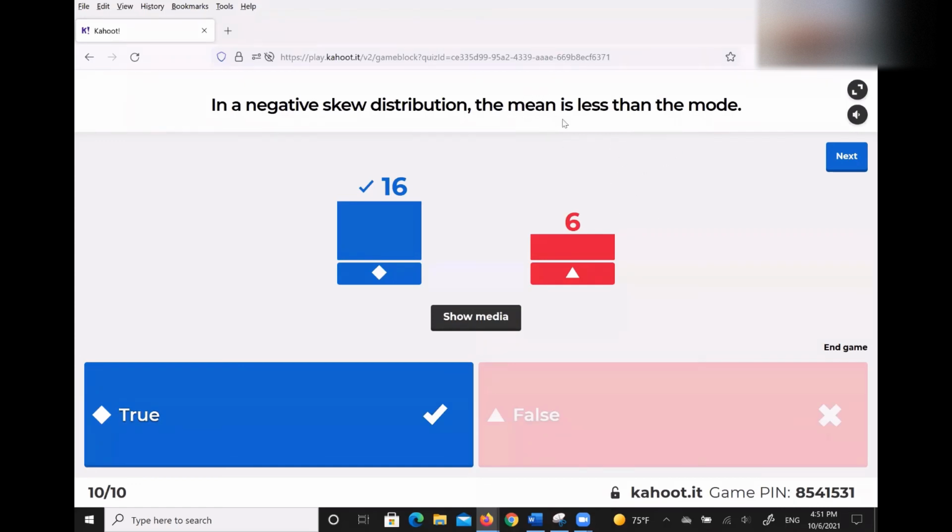One more time, if the mean is less than the mode, that means that the mode is on the right of the graph, which is the highest point. Then the lower points will be to the left. So the tail is to the left. So in this case, it is skewed to the left, or it's a negative skew distribution.